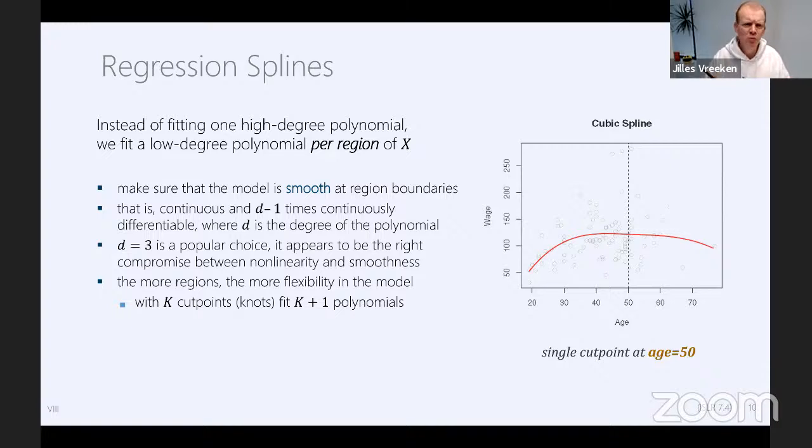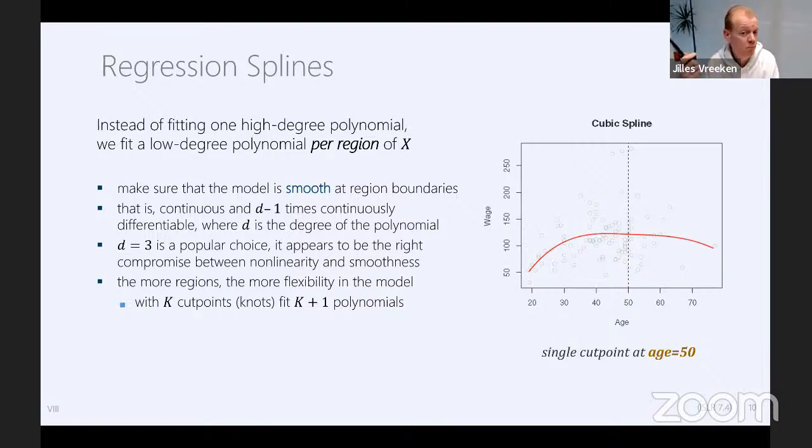Because if you instead use a higher degree, then you get weird wiggliness. And are you really certain that you're estimating all your parameters right? No, let's just focus. Let's keep things simple. Works very well in practice. So cubic splines is a good compromise between nonlinearity on the one hand and smoothness on the other.